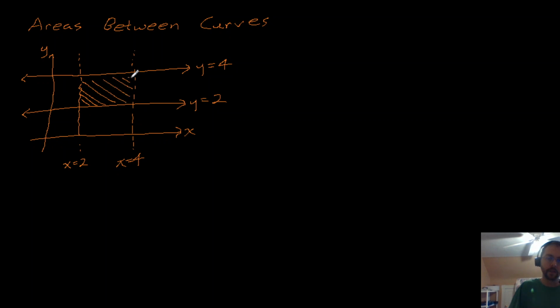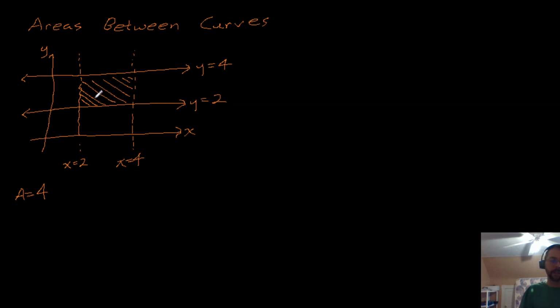Obviously, we can just calculate this in our heads because we know 4 minus 2 is 2. So this length is 2, and 4 minus 2 is 2. This length is 2. 2 times 2 is 4. So we already know, because this was a very simple example, that the area needs to equal 4. But let's see if we can use calculus to find this so that we can do the same thing with more complicated curves.